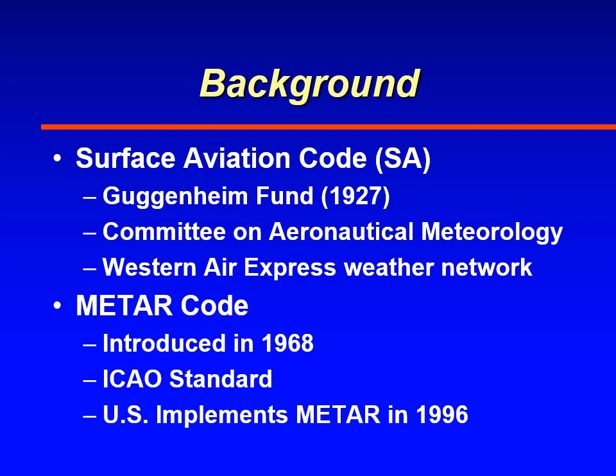After a while, the international community developed another code called the METAR code. This was used in much of the world except the United States and surrounding countries. It was introduced in 1968, and it became the ICAO standard, the International Civil Aviation Organization, for weather information around the world. The United States decided to change from the SA code to the METAR code in 1996.